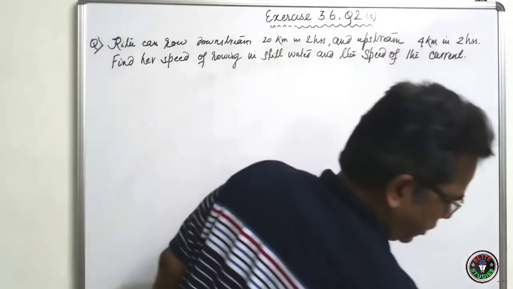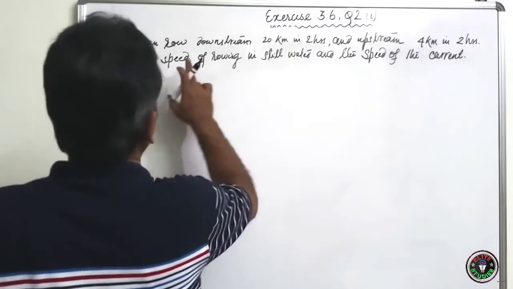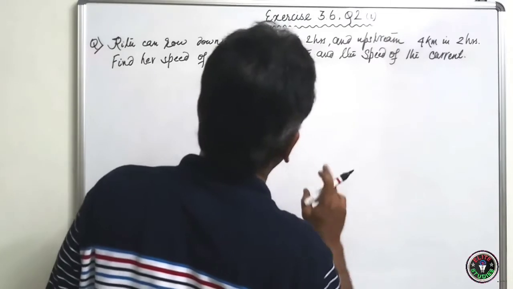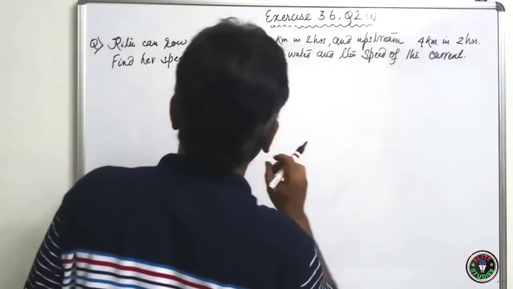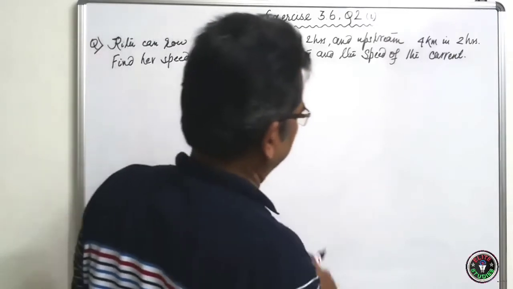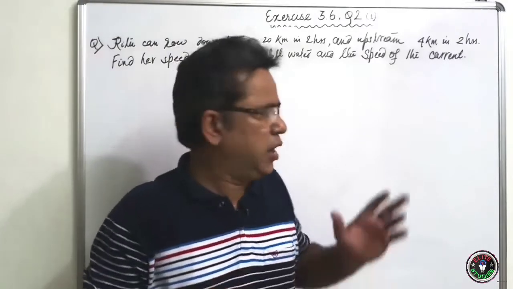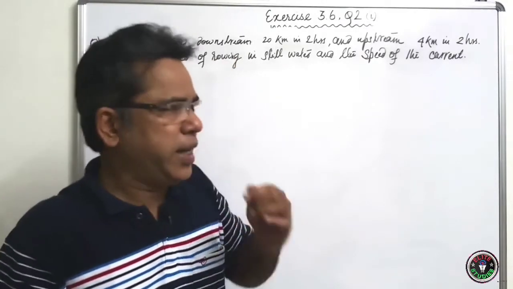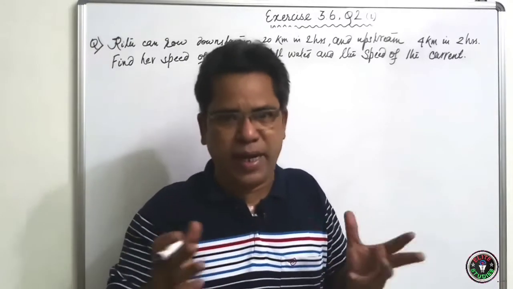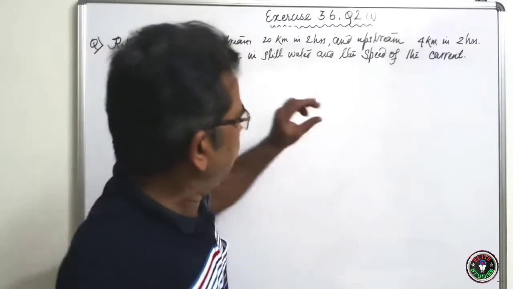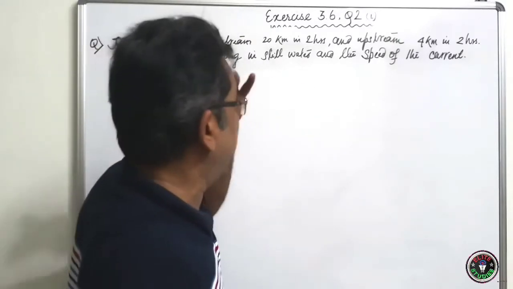So the question is, question number 2, part 1. Ritu can row downstream 20 km in 2 hours and upstream 4 km in 2 hours. Find her speed of rowing in still water and the speed of the current. Here again, this type of questions, though they are not called time and distance, look like they are time and distance, but they are generally called upstream and downstream questions, or boat and current problems. Here also a bit of concept is required: what is called downstream and what is called upstream.